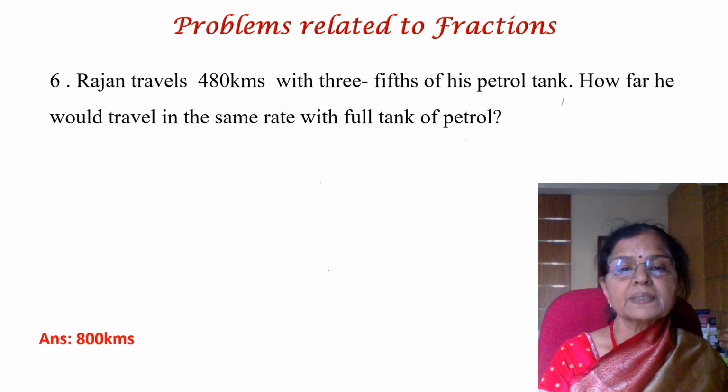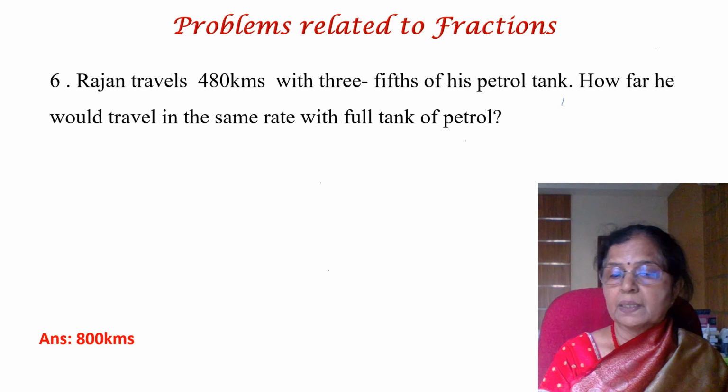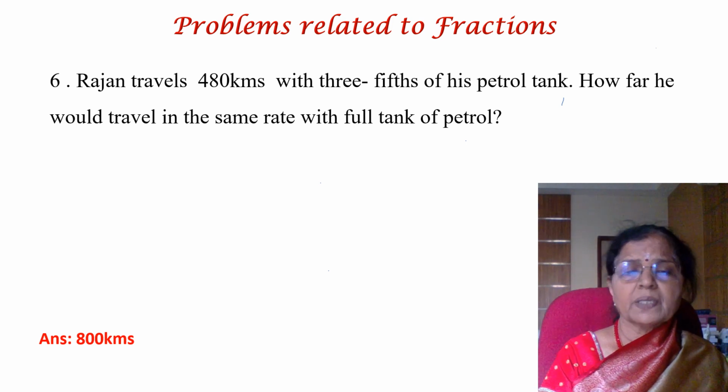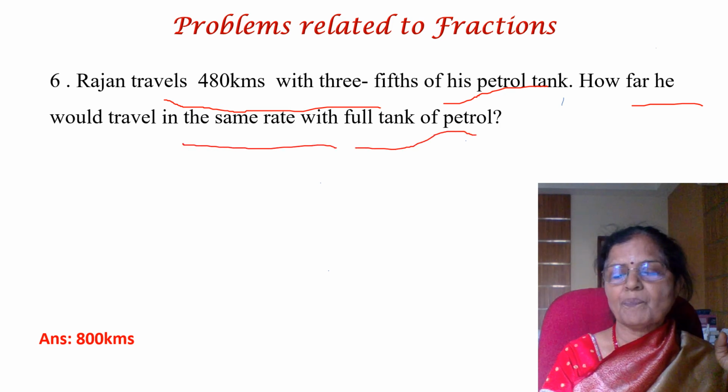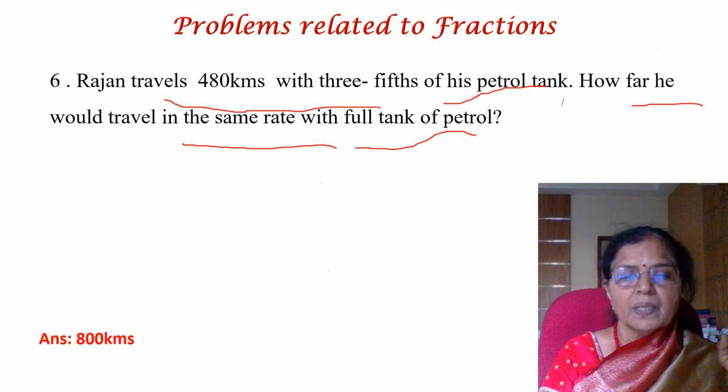See, the next one is a worded problem. So far we have seen just addition, subtraction, or arranging them in order. So this problem is worded. That means you are given some information and you have to find out the answer. See the problem. Rajan travels 48 kilometers with 3/5 of his petrol tank. 3/5 means 3 by 5, 3 parts out of 5 parts. And how far would he travel at the same rate with a full tank of petrol? Full tank means 5 by 5. Right? One full.